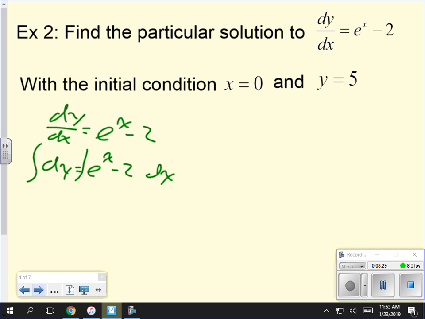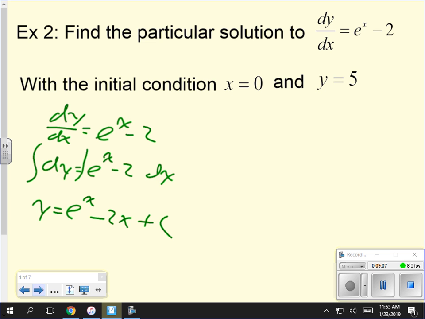Integrate both sides. y equals, the antiderivative of e to the x is e to the x. Antiderivative of negative 2 is negative 2x. And then what do I have to have? Plus c. So everything the same so far. Here's the difference. We are not looking for the general solution. This is the general solution. Why? Because it's plus c, plus some constant. We don't know what that constant is. What we are doing now is finding out what that constant is.